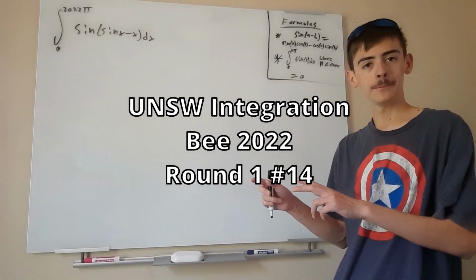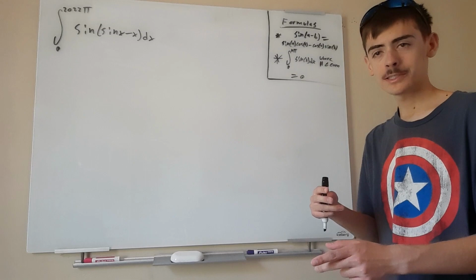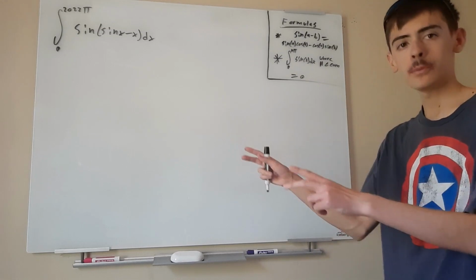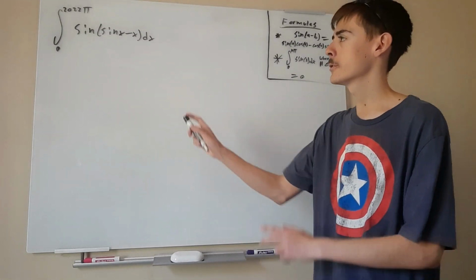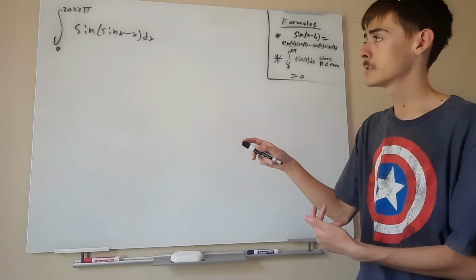Okay, we have a really fun, interesting, creative integral here today. It's going to require some outside-the-box thinking a little bit, but I'm going to show you how it all works. It's actually really cool. So it's the integral from 0 to 2022 pi of sine of x minus x.